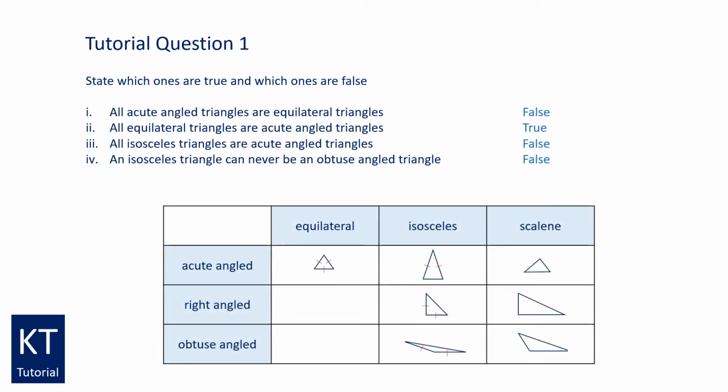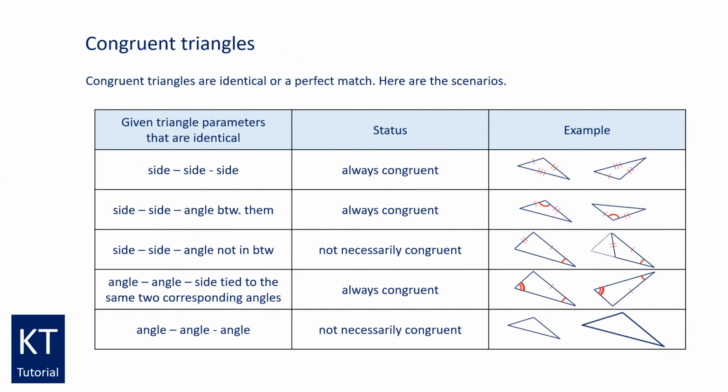For completeness, attached herewith is a matrix that says it all for types of triangles. Moving on to the subject of congruent triangles. They are triangles that are identical or a perfect match to one another.